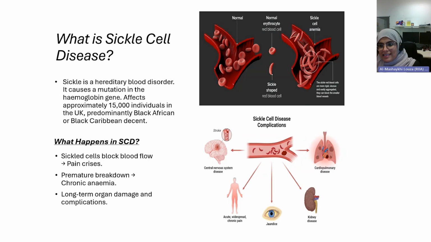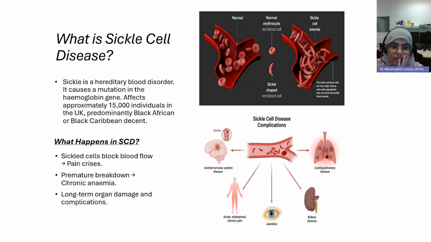So what is sickle cell disease? As you know, sickle cell disease is an inherited disorder. It is caused by a mutation in the haemoglobin gene, and affects approximately 15,000 individuals in the UK, predominantly Black African or Black Caribbean. It is an autosomal recessive disease, so it is inherited from the parents to offspring.